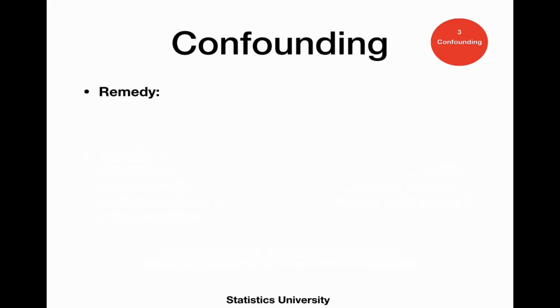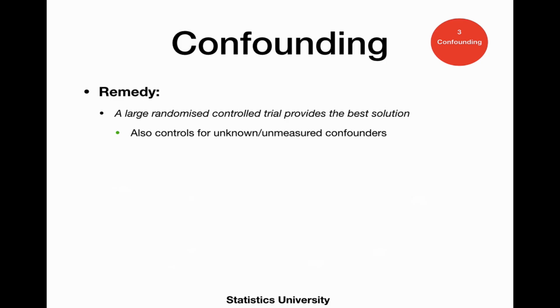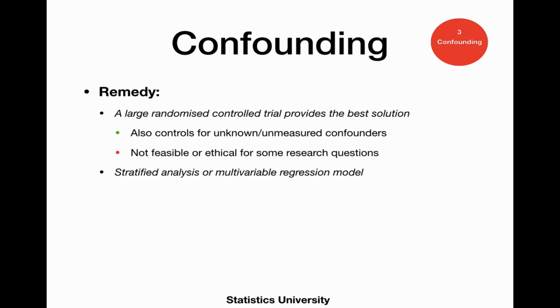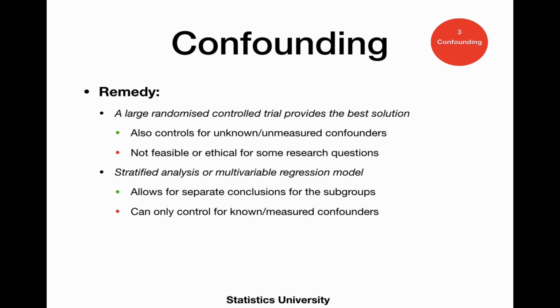Important remedies for confounding are, of course, using a large randomized controlled trial. This is the best solution available, since it also controls for unknown and unmeasured confounders. But the downside is that it's not feasible or ethical for some research questions. And the other option is to use stratified analysis or multivariable regression models, since this allows for separate conclusions for the different subgroups, but it can only control for the known and measured confounders, and it requires enough patients with and without the confounding factor to be of value.